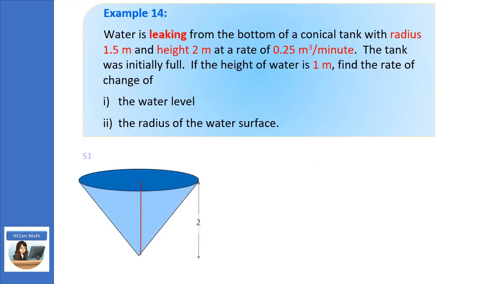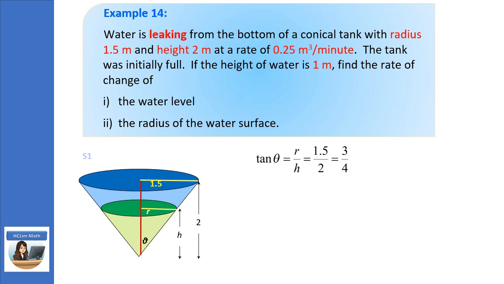Okay, example 14. We have water leaking from the bottom of a conical tank with the radius of 1.5 meters and the height of 2 meters at the rate of 0.25 meter cube per minute. The tank was initially full. If the height of the water is 1 meter, find the rate of change of the water level and the radius of the water surface.